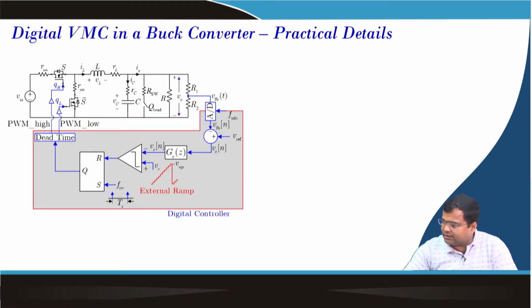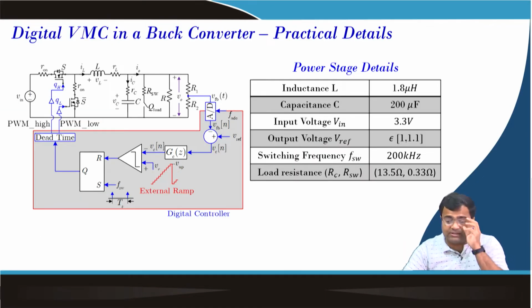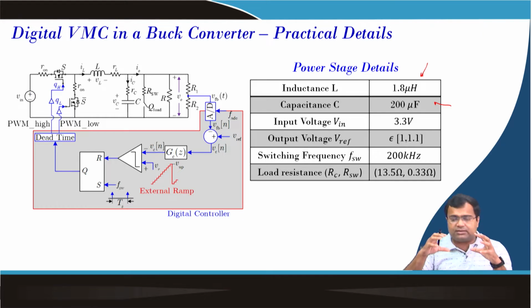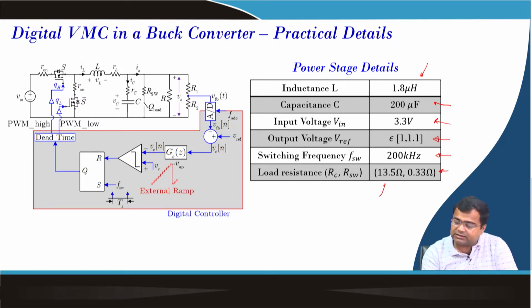In this lecture and the few subsequent lectures, as we have discussed, the prototype uses a 1.8 microhenry inductor and a 200 microfarad capacitor, and we are going to test the load and reference transient performance at 3.3 volt input. For load transient, we consider the nominal output voltage to be 1 volt, with a switching frequency of 200 kilohertz. We vary the load resistance between 13.5 ohms, which is a continuous resistance, and 13.5 ohms in parallel with 0.33 ohms. This 0.33 ohm resistance is the switch resistance.